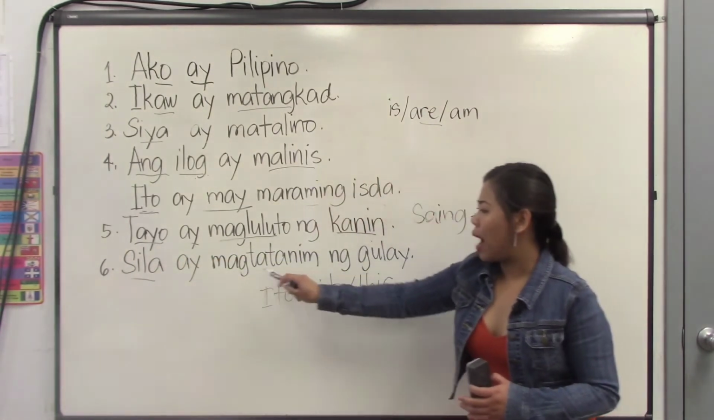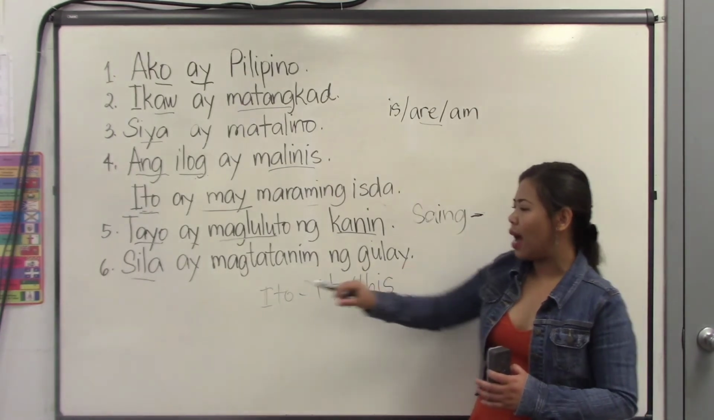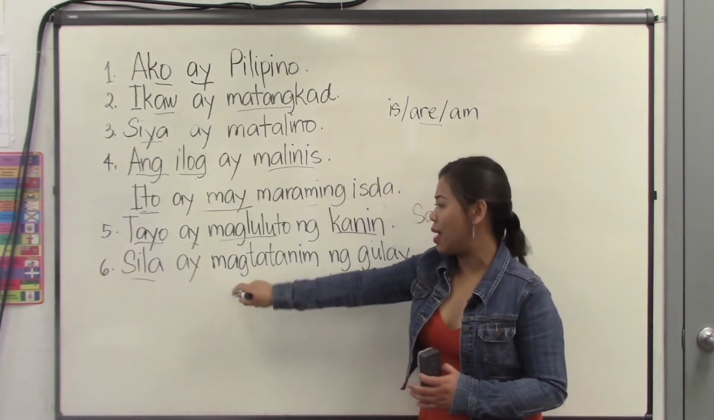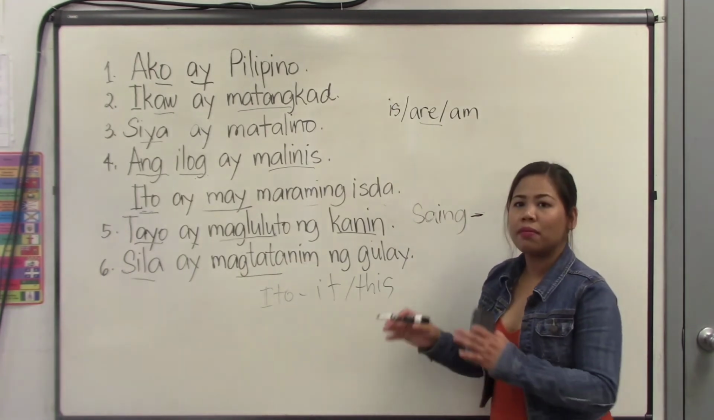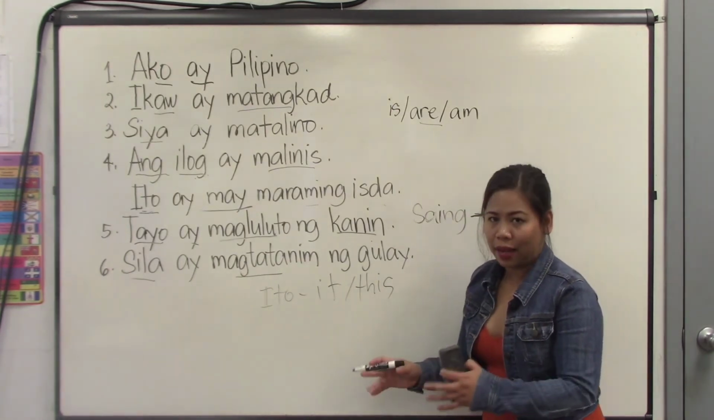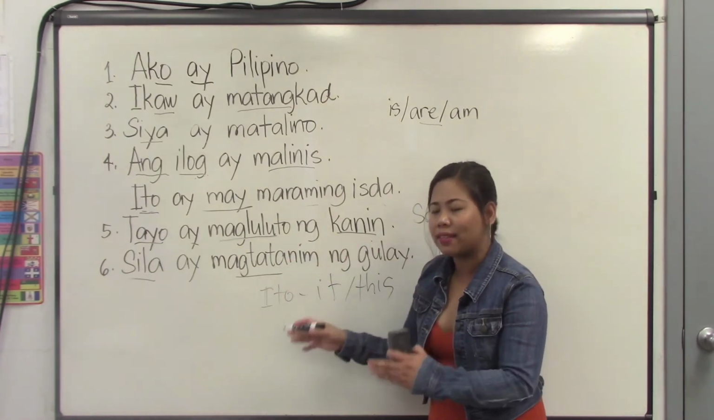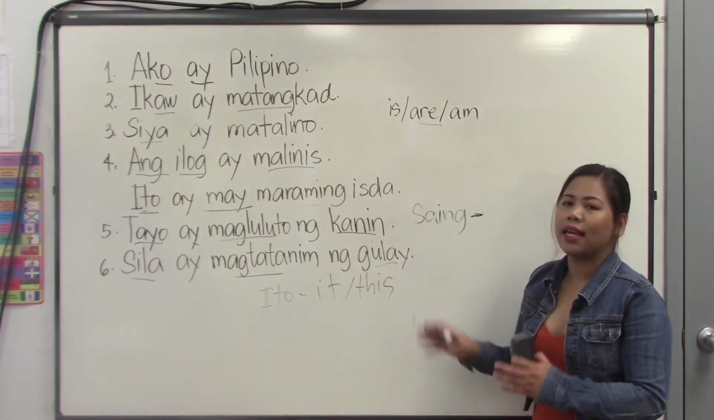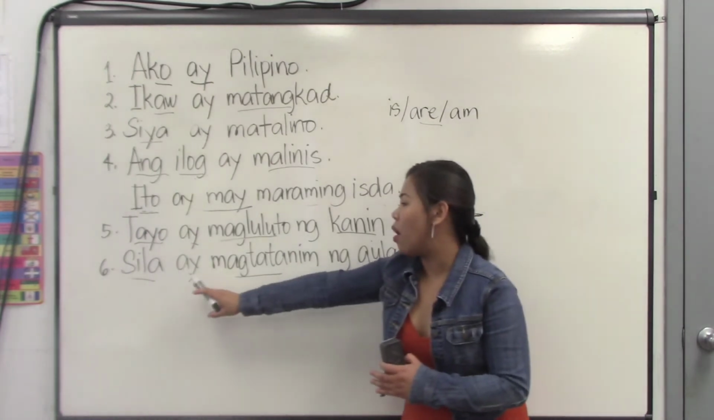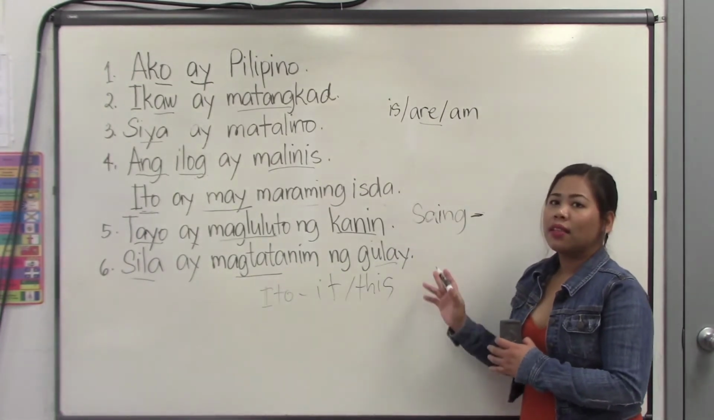Sila ay magtatanim ng gulay. Sila is they. Magtatanim means will be planting. Tanim means plant. Okay, so magtatanim is planting, and then gulay is vegetable. So they are going to plant the vegetables.